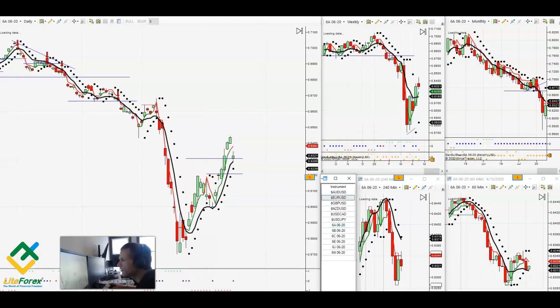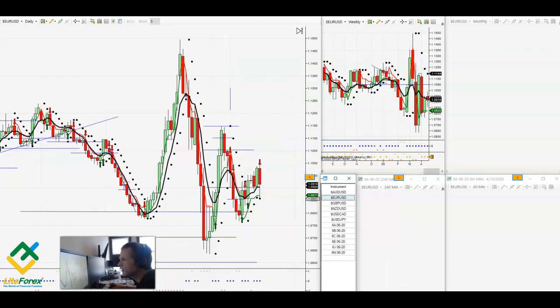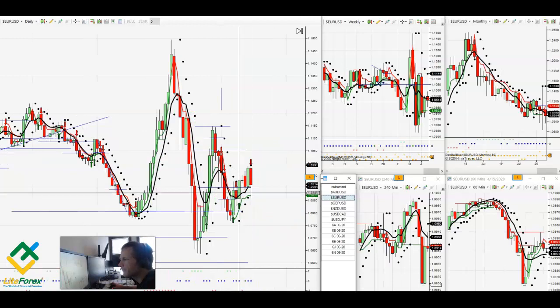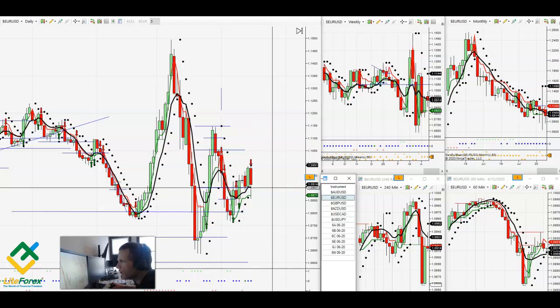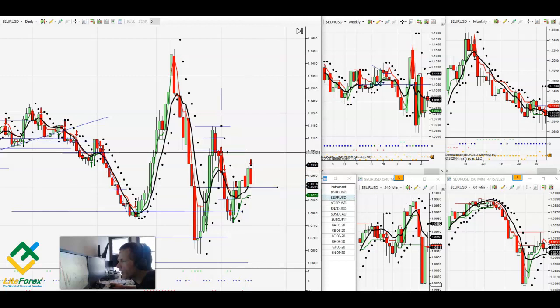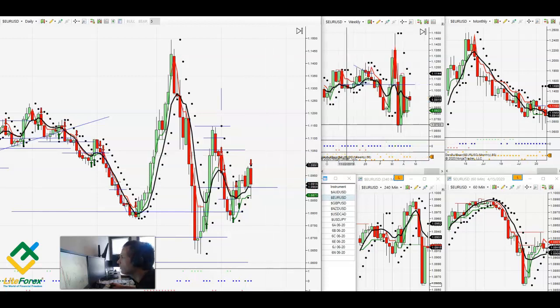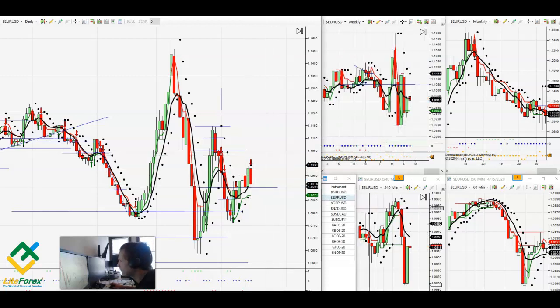So I'm anticipating more downside. Let's take a look at the Euro USD. Euro USD has been quite inconsistent on this little uptrend. It's up, it's down, it's up, it's down. Now right now we are holding above that support at 109. So that is a positive.